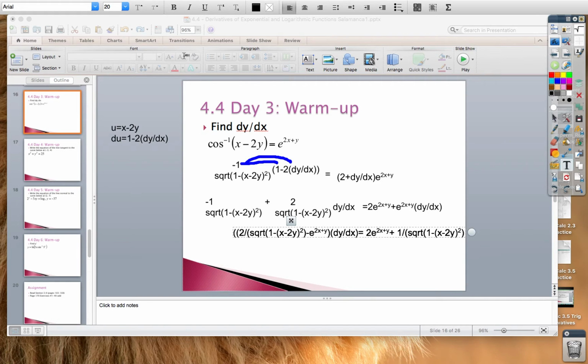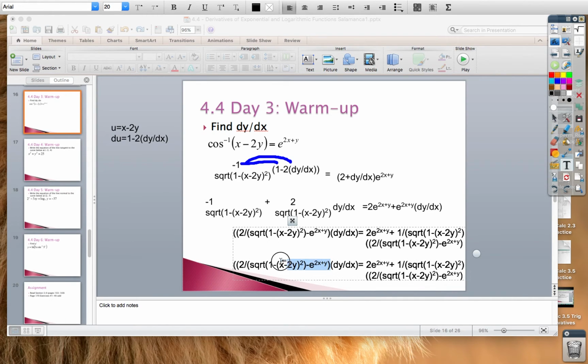And finally, we are going to divide this stuff to both sides, and we're going to be left with the following answer. So what I'm doing here is I divided this part with the dy/dx to both sides. It'll obviously cancel out, and we are left with dy/dx is equal to the following fraction.